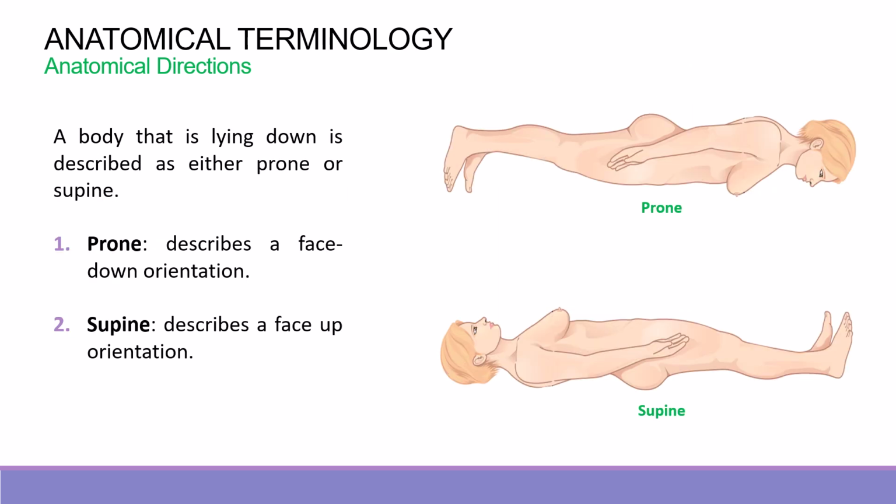Other anatomical directions: prone and supine. Prone describes a face-down orientation, as we can see here in the picture, and supine describes a face-up orientation, like we can see over here.